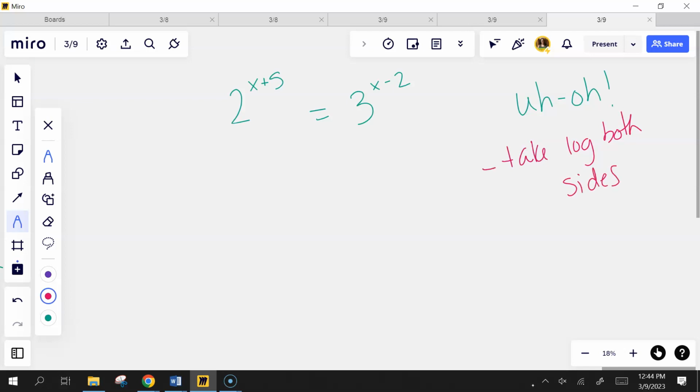Okay, not change it to a log, but take the log of both sides. In other words, log and log. Why in the world am I going to do this? Now they have the same base. It's log base 10, but how does that help me? What is that going to do?